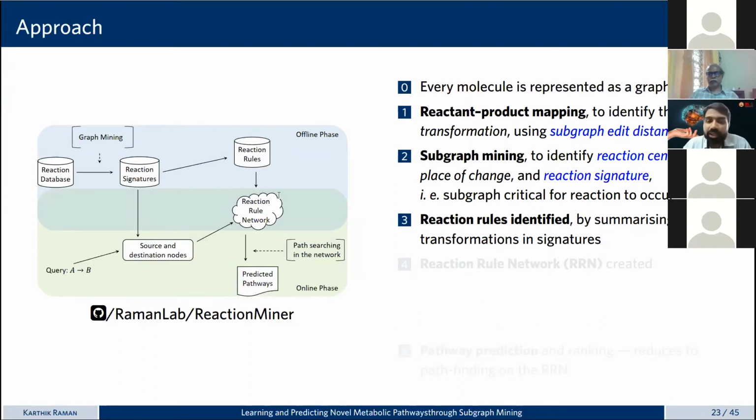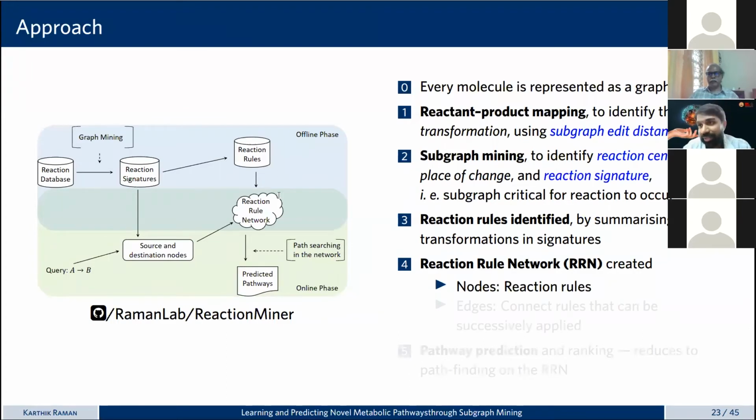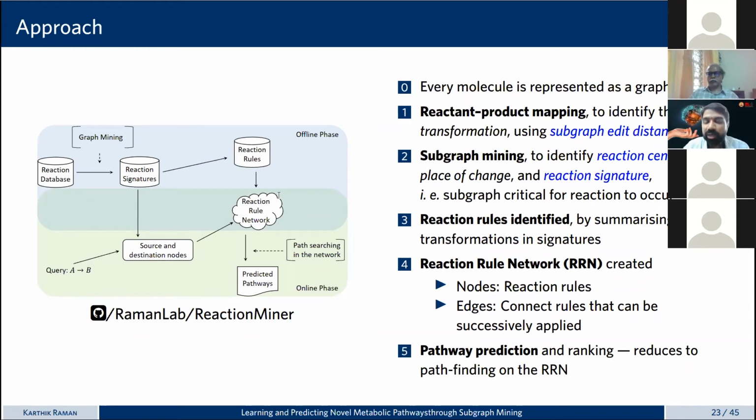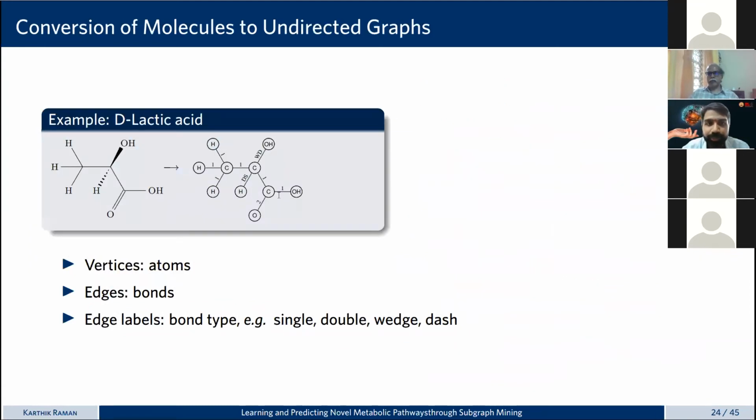And we identify such rules by summarizing what kind of transformations are happening, and create another network where the nodes are reaction rules and the edges connect rules that can be successively applied. I'm going to explain all of this. I'm just giving you an overview here. But the interesting point is, once we do this whole thing, our pathway prediction and ranking reduces to mere pathfinding on the reaction rule network. And pathfinding is a well-solved problem, as Google Maps keeps showing you.